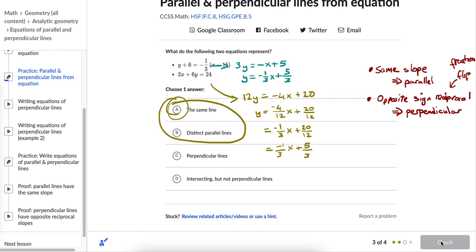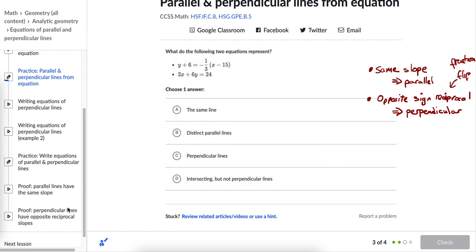And I do want to see maybe one more to see if we get one with an opposite sign reciprocal, so that we can see an example of that. Because the last one we saw was not opposite sign reciprocal, so we could not determine whether they were perpendicular. All right, let's look at what we got here.